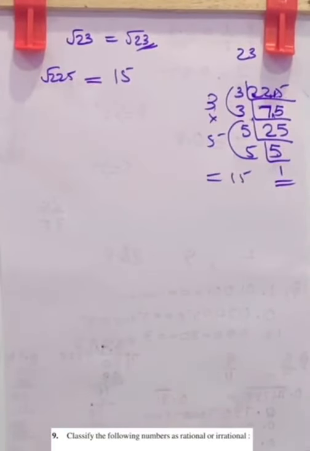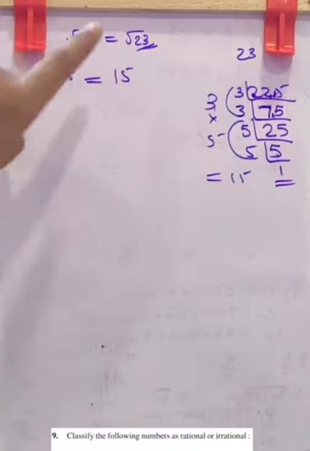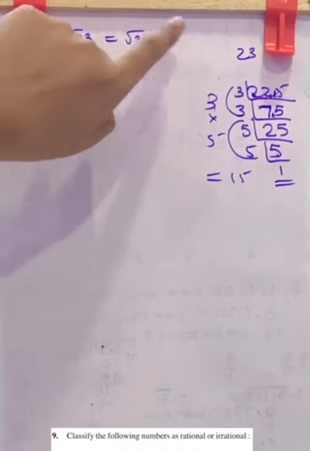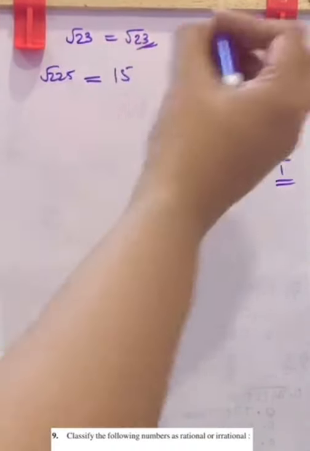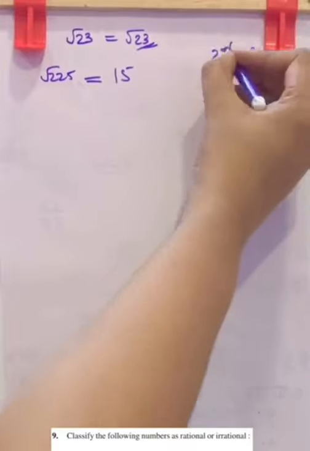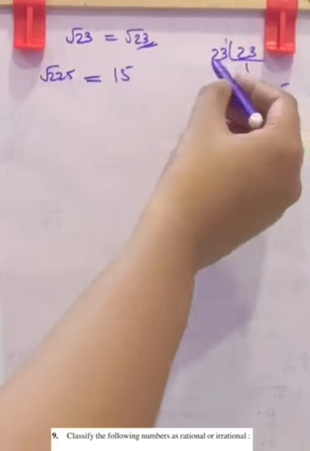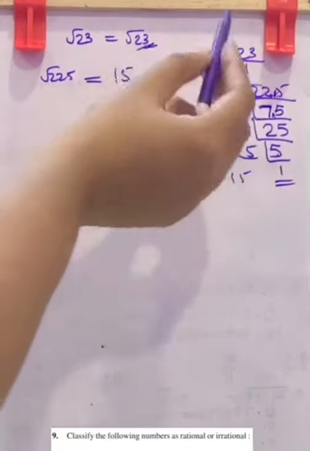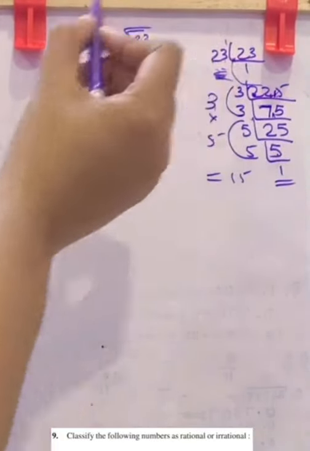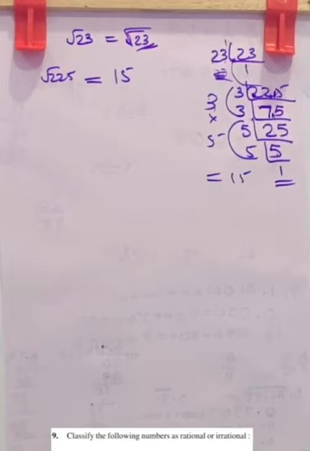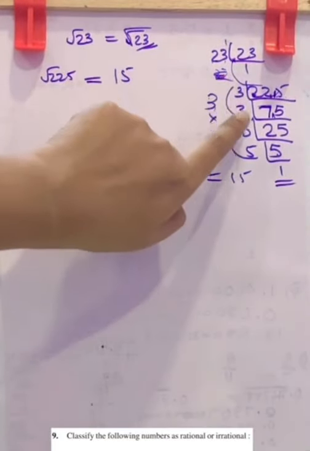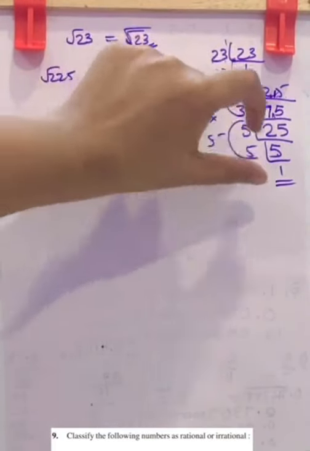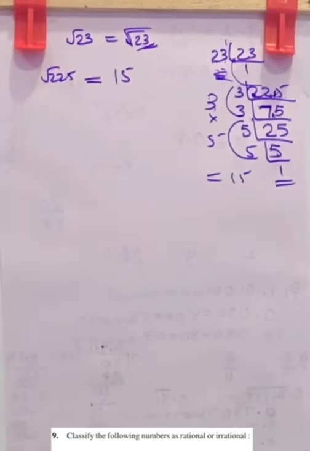What about this? This is a rational number. This is irrational. Here you can't get a pair. 23. If you need a pair, there must be one more 23 as a factor, but only one 23 is there. So you want to write it in the root itself. So it is irrational. This is rational because you satisfied pairing. So it is a rational number.